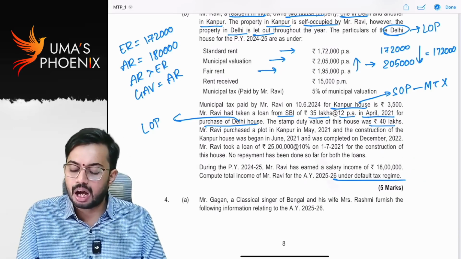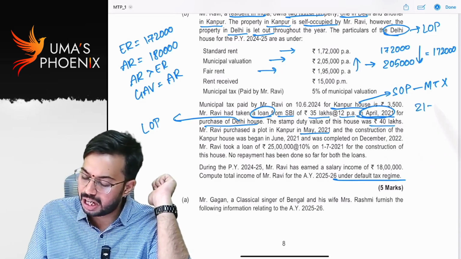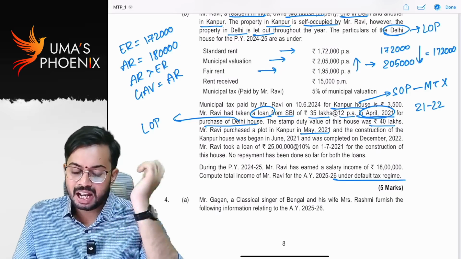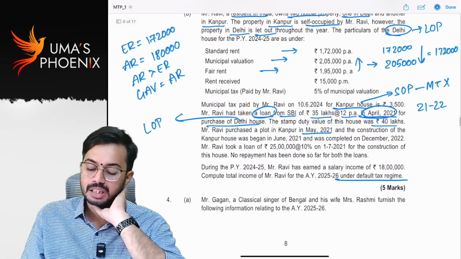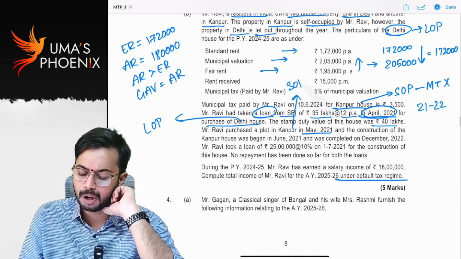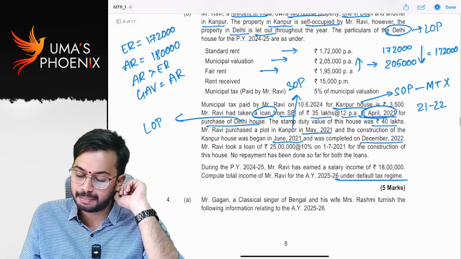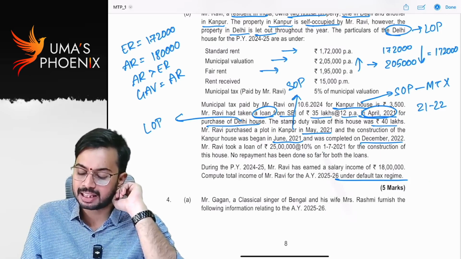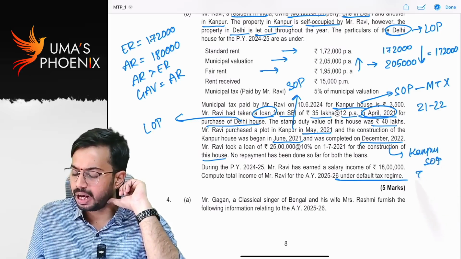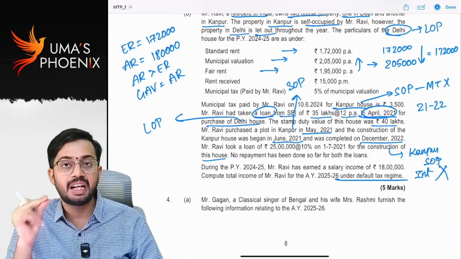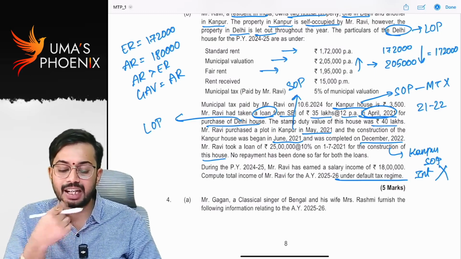Mr. Ravi purchased a plot in Kanpur in May 21. Hold on. Delhi house, when loan was taken in 21-22, when Delhi house was constructed, that is not given, we will see. Mr. Ravi purchased a plot in Kanpur. Kanpur is self-occupied property, right? And the construction of Kanpur house began in June 2021 and was completed in December 2022. Mr. Ravi took loan of 25 lakhs at the rate of 10% for construction of this house. See, Kanpur house, it is self-occupied property. Interest is not allowed as deduction. Very, very clear. For Kanpur house, interest is not allowed because it is self-occupied property and the assessee is paying taxes under default tax rates. Is it clear?